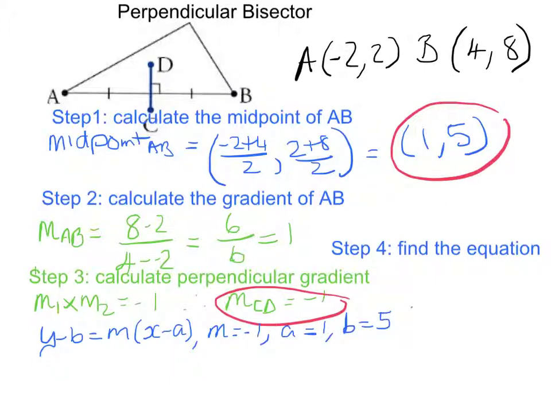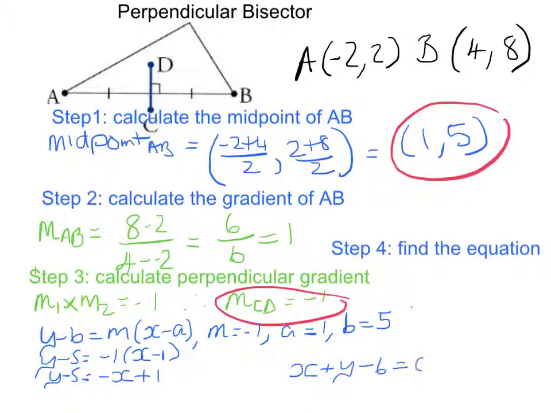I'm going to have y - 5 = -1(x - 1). y - 5 = -x + 1. I have effectively got the equation of the line here, but I'm going to tidy it up a little by moving everything to the other side. So I'm going to end up with x + y - 6 = 0. And that is the equation of CD.